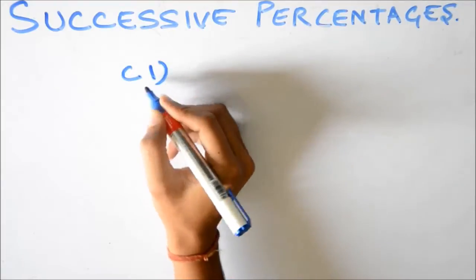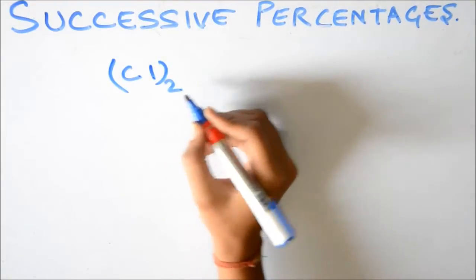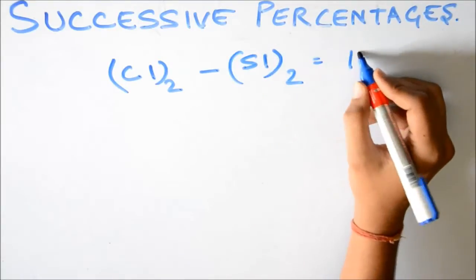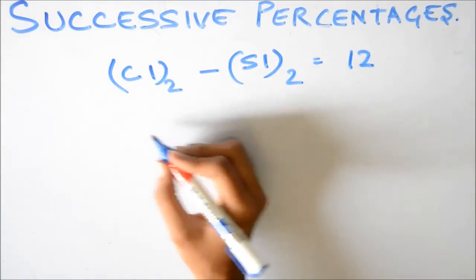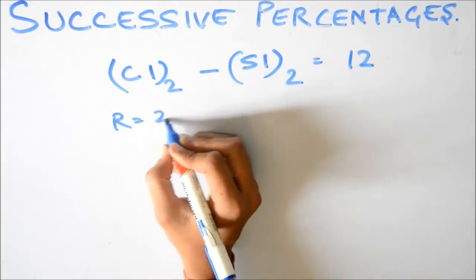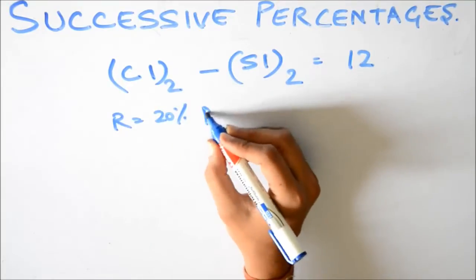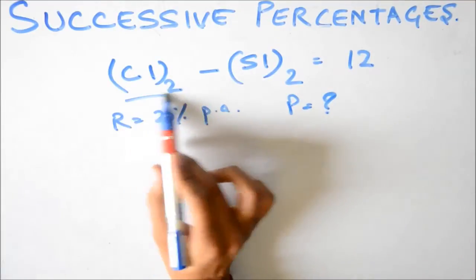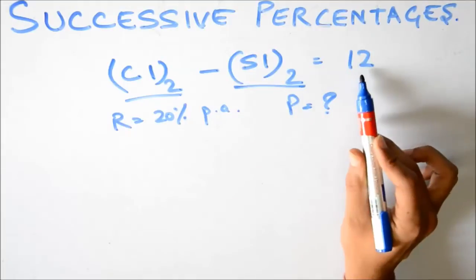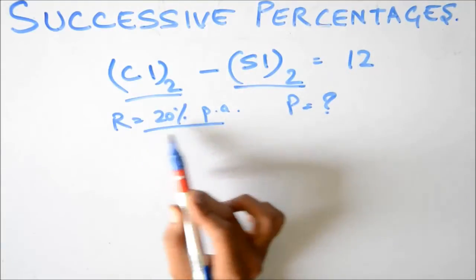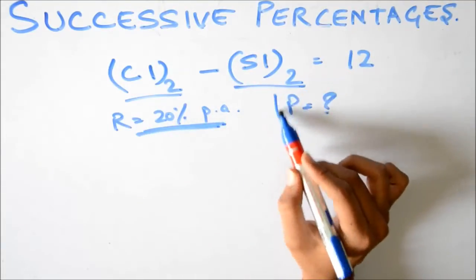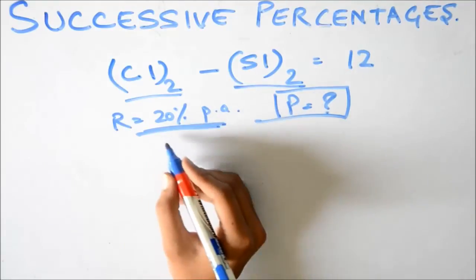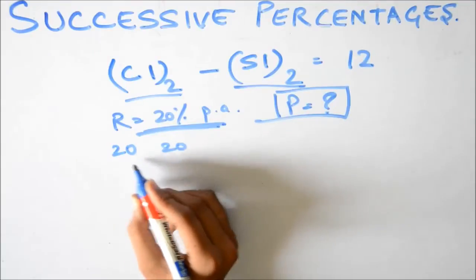Suppose there is a question, compound interest taken for 2 years and simple interest taken for 2 years. The difference is 12 rupees. Okay, and the rate is given to be 20% per annum. What is the principal amount? If the difference between compound interest and simple interest for 2 years is 12 with 20% rate per annum, what is the principal? Now, since it's 2 years, we can say 20 and 20.